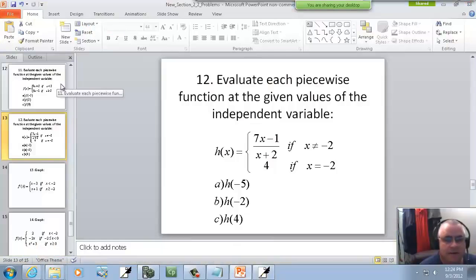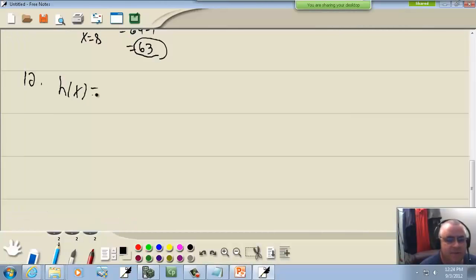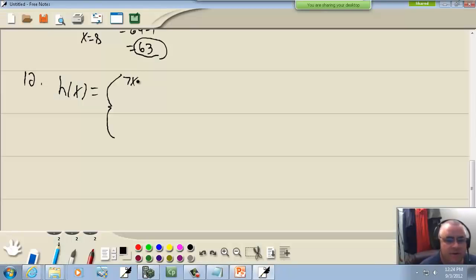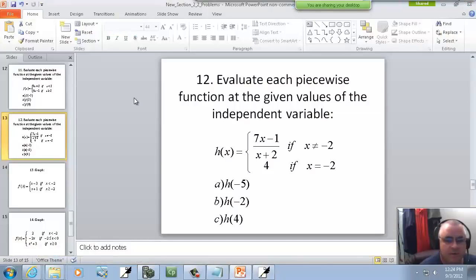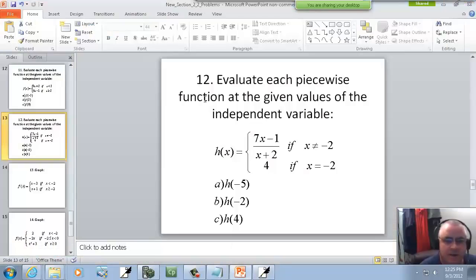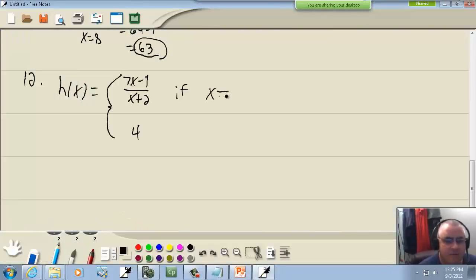So we've got h of x is equal to (7x minus 1) over (x plus 2) when x is not equal to negative 2, and it equals 4 when x is equal to negative 2.